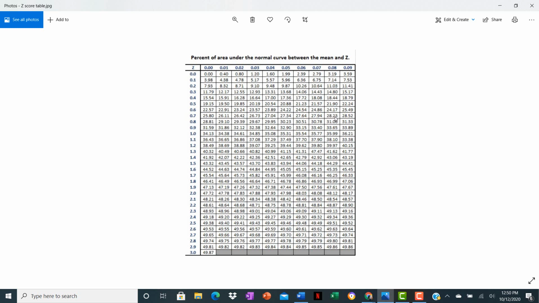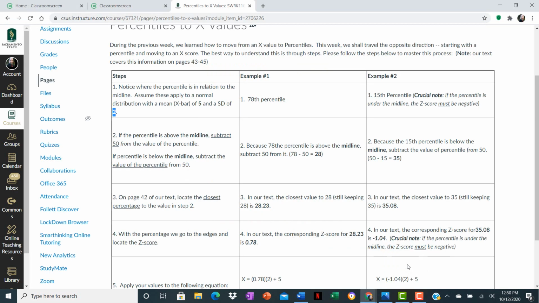So for purposes of what we're going to be doing here, 28.23 is fine. I even made sure that I put this for you on the chart here. Okay, so we said 28.23, there it is. Let's go ahead and take a look at how we do the other one.